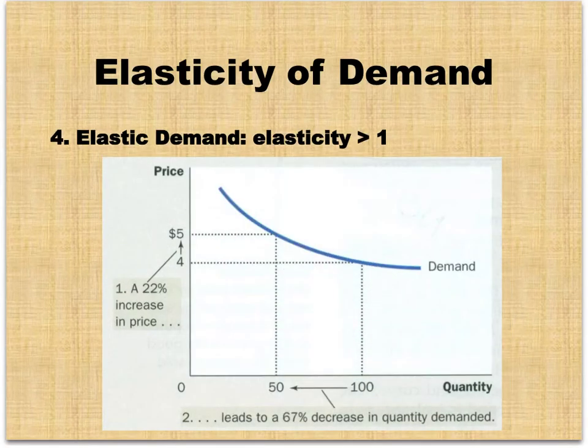Category 4 is elastic, an elasticity of greater than 1. A given change in price yields a greater percentage change in the quantity demanded. That's a fairly shallow demand curve, and it means that the response is significant. So anything over 1 is considered elastic.